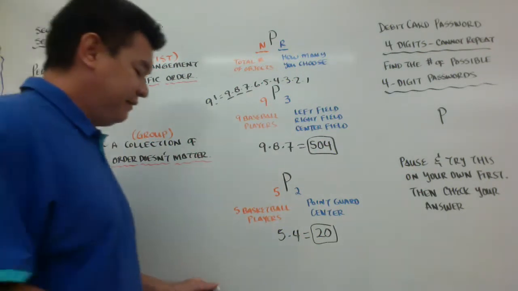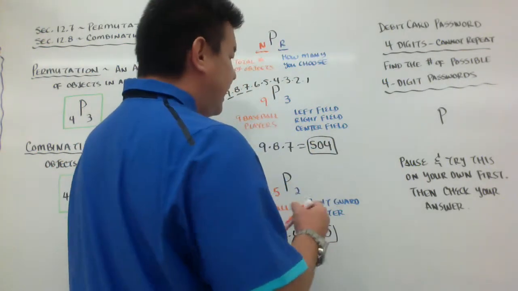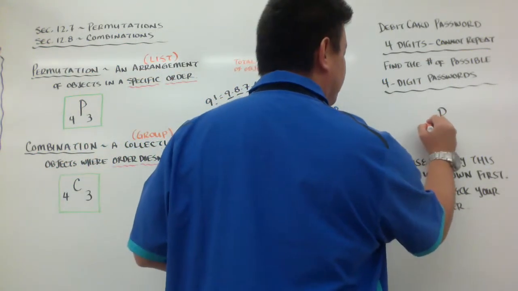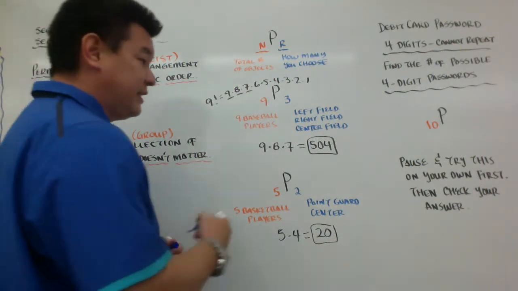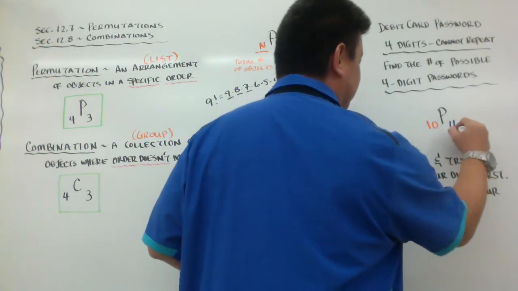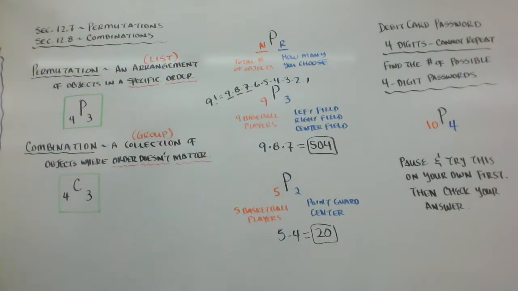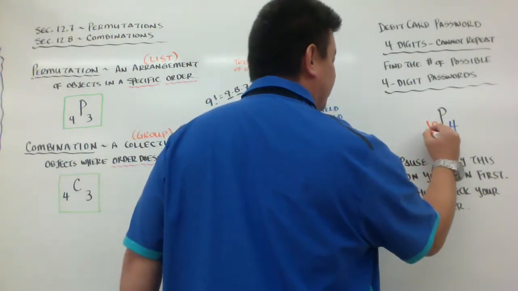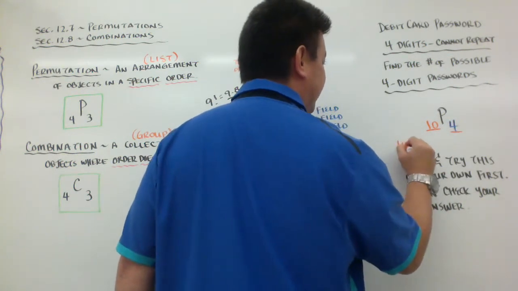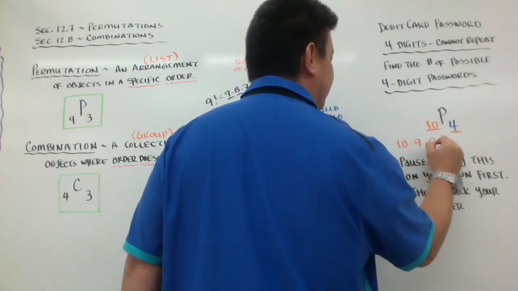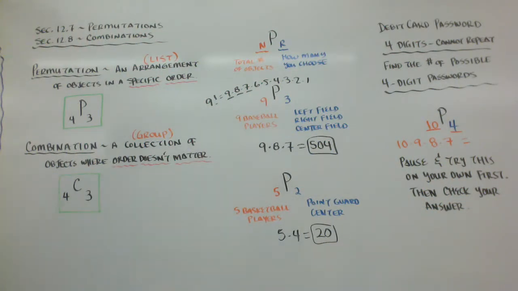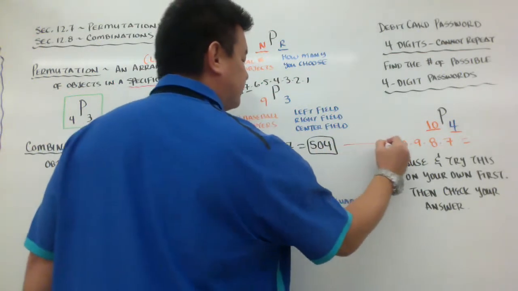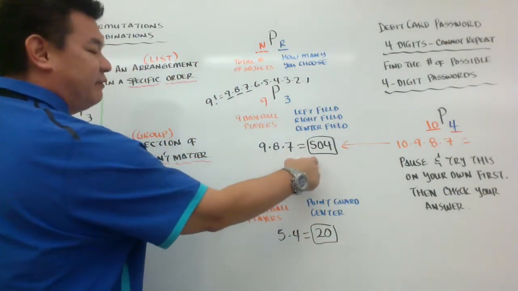Okay, what you should have is a 10 on this side because there's 10 different numbers you can choose from, 0 through 9. And the number on this side is 4 because we're going to use 4 numbers. Okay, and so I'll use a colored pen so you can see. And so I need 10 factorial, but I only need 4 of them. So it's going to be 10 times 9 times 8 times 7. 10 factorial, 4 numbers. And if you look over here, actually, 9 times 8 times 7 is 504.